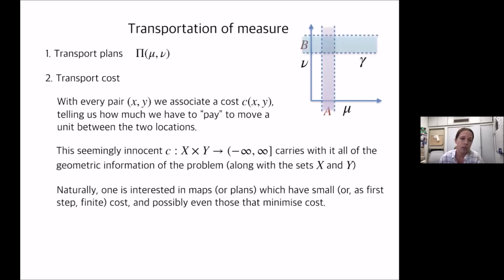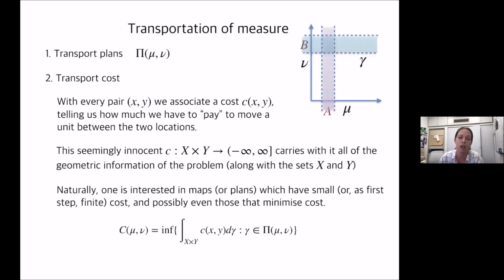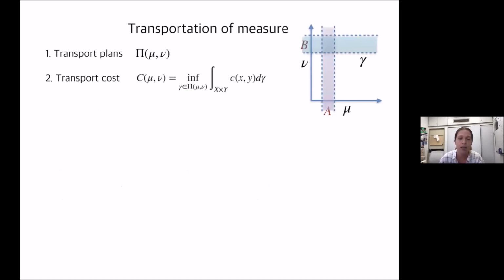What you naturally want is to find a map or a plan which has small total cost, or even maybe ones which minimize the cost. And if the cost can attain infinite values, then maybe a first thing would be to ask whether you can find such a plan with a finite cost even. So the total cost of a plan is what's written over here. You integrate the cost with respect to this plan. And the total cost between mu and nu is the infimum of such costs over all plans which are transport plans between mu and nu. Okay, so this is a transport cost. Let's put it over here.